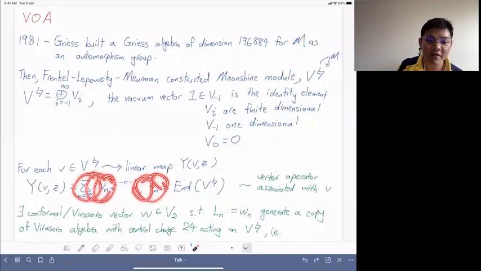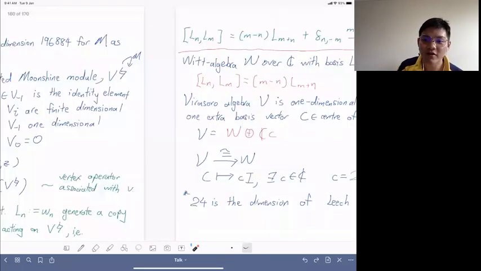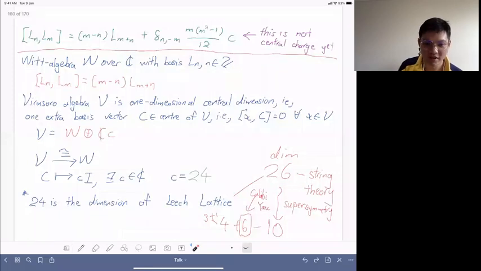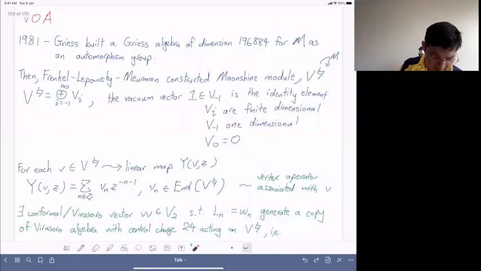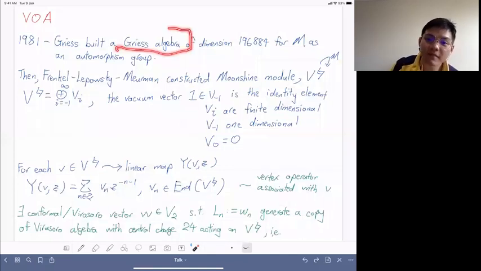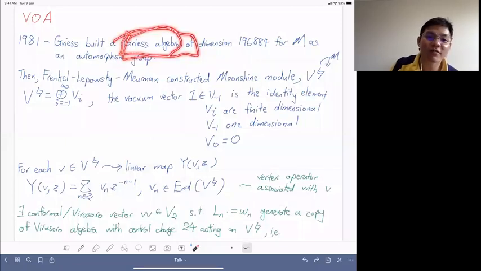Actually, every VOA will give you a Virasoro representation because these operators naturally satisfy the relation. And how they get the VOA is actually quite similar to the Griess algebra. Since there's time here, we can talk a little bit. How did Griess come up with this Griess algebra?